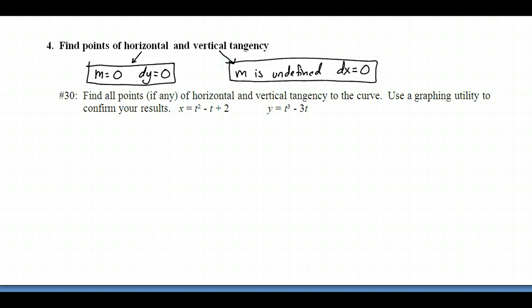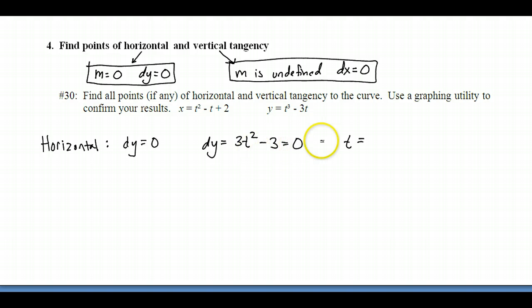So pretty basic stuff. And then, number 30, find all the points, if any, of horizontal and vertical tangency to the curve. Use a graphing utility to confirm your results. Well, for this, usually I just say for horizontal, that would mean my numerator, my change in y, has to equal 0. Well, our change in y will give us 3t squared minus 3. That has to equal 0. Pretty easy derivative to take. Solve for t. So if I add 3, divide by 3, that gives me 1. So t squared equals 1. Therefore, t equals plus or minus 1.